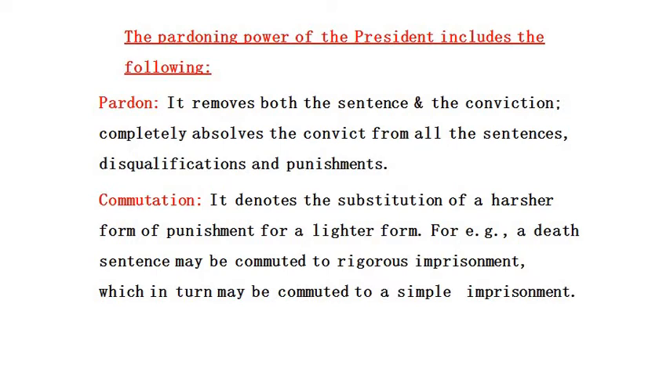Commutation denotes the substitution of a harsher form of punishment with a lighter one. For example, a death sentence may be commuted to rigorous imprisonment, which in turn may be commuted to simple imprisonment. In short, commutation means a lighter form of punishment.